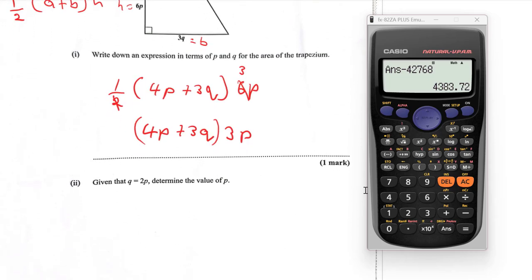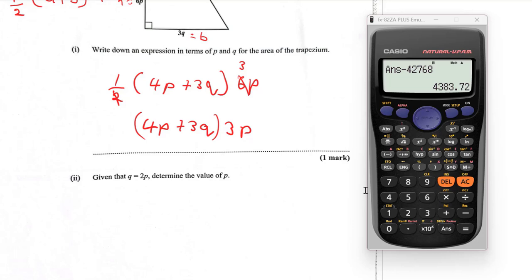Now, let's move on to part 2. It says, given that Q is equal to 2P, determine the value of P. So Q is equal to 2P. Right? So all we're going to do in here is replace the Q with 2P. So this is going to be 4P plus 3 times, let me use a different color, 2P. That's me replacing the Q with 2P, close bracket, times 3P.